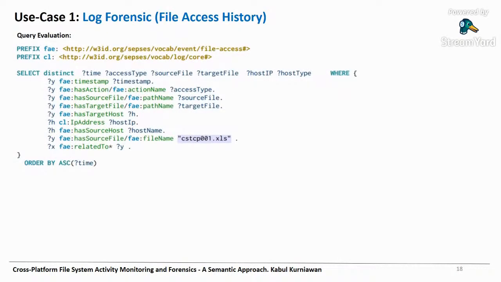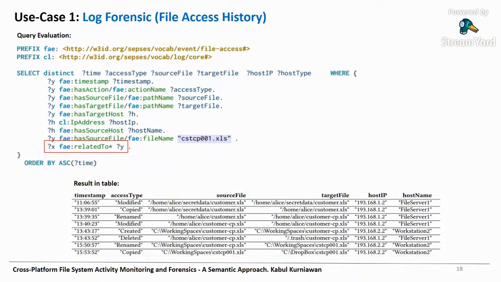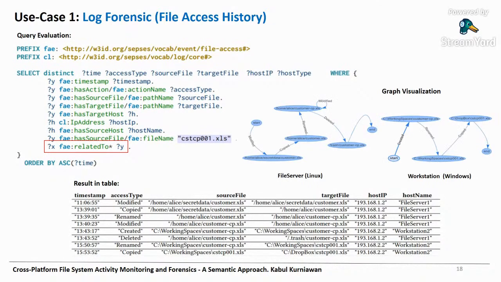Here we use a SPARQL query and start with the detected file, namely ctscp001.xls, in the query and create the file history from there. Using property path with a star, we can automatically generate the sequence of the file activity events of that file. As shown in the result, the file has been manipulated, for example, modified, copied, renamed, deleted, etc. The file also has been transferred out to another workstation, for example, the Windows workstation, and has been manipulated afterwards. The file activity graph nicely visualizes what happened to the file in both the file server and the workstation.